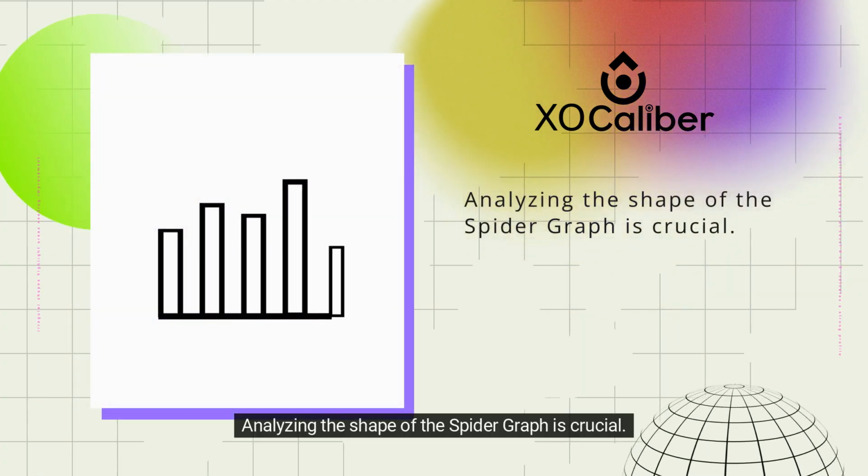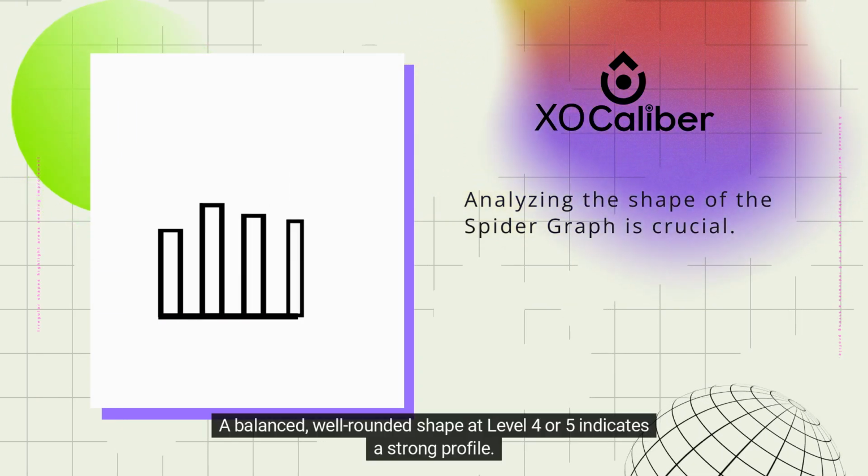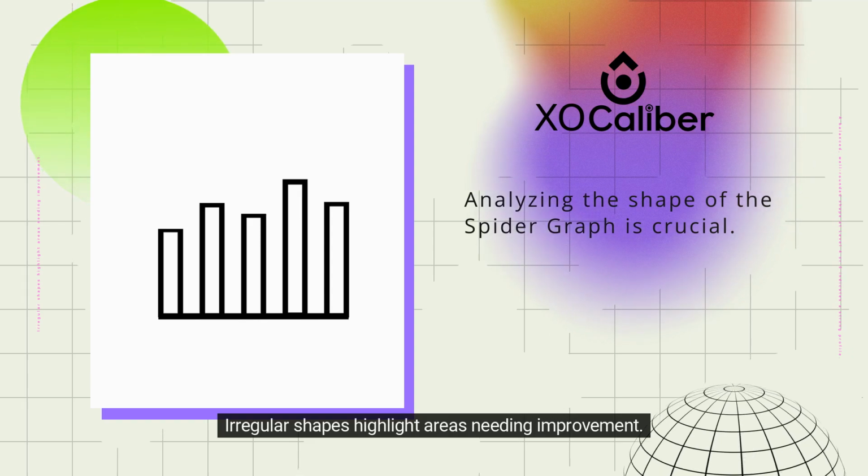Analyzing the shape of the spider graph is crucial. A balanced, well-rounded shape at level 4 or 5 indicates a strong profile. Irregular shapes highlight areas needing improvement.